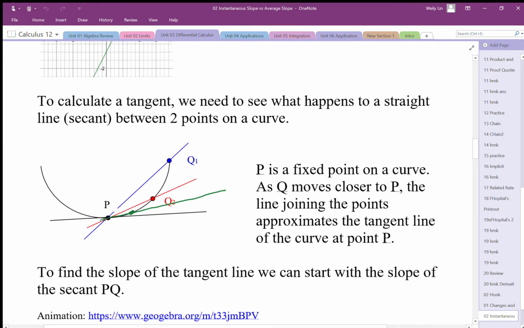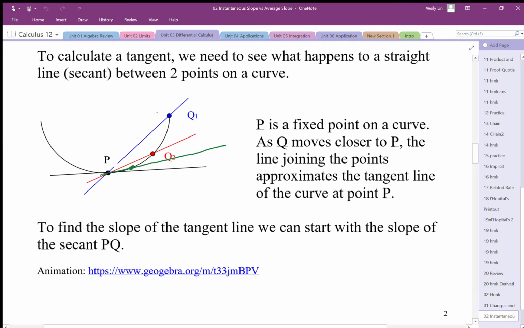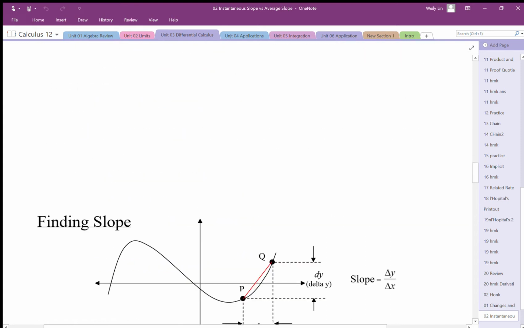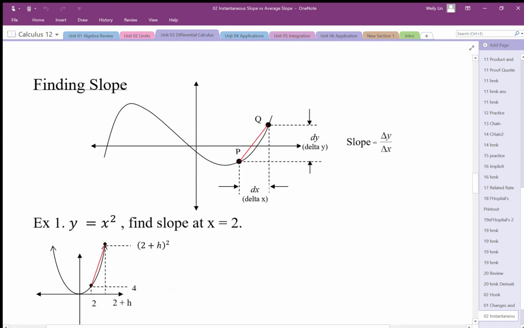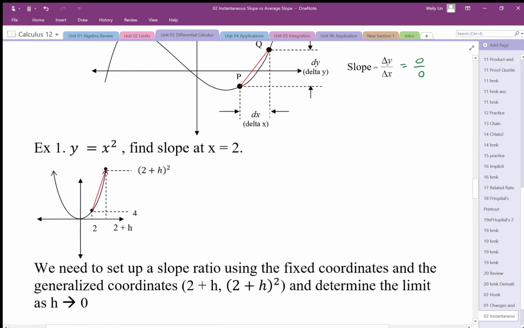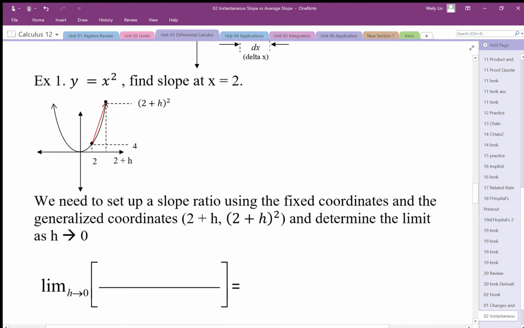We're going to use this process of bringing this point closer and closer to actually calculate a slope. Okay, so it's going to look like this. We've already set up the situation here where we have our rise and our run. And as we bring this point closer, our change in y over change in x becomes 0 over 0. So that's a problem, and we're going to get around it by using a limit. When we set this up, it's going to look like this.